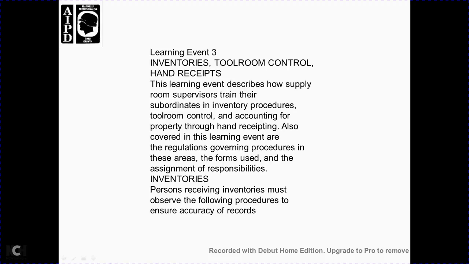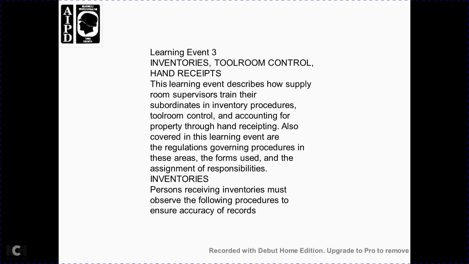Alright, learning event 3. Inventory the tool room control and hand receipt. Describe how to supply the tool room, train the subordinates, and conduct the inventory. The tool room control accounts for the property through the hand receipt officer, covering the regulations governing the procedure, and the assignment of the personnel responsible for the inventory.